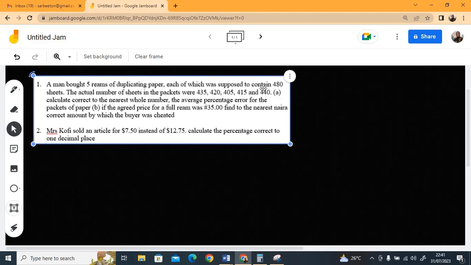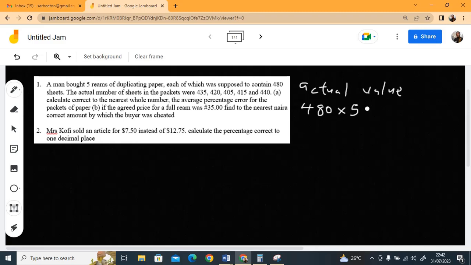This is the actual number of sheets. The number of paper in a ream should be 480. Now to get the actual value, let me use my marker. Each of them contains 480, and there are 5 of them. That is 480 times 5, and 480 times 5 will give us 2,400.